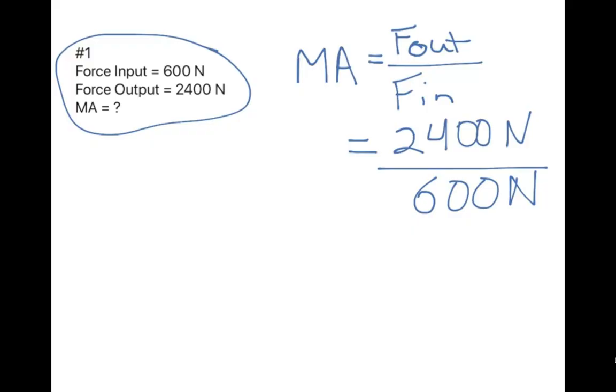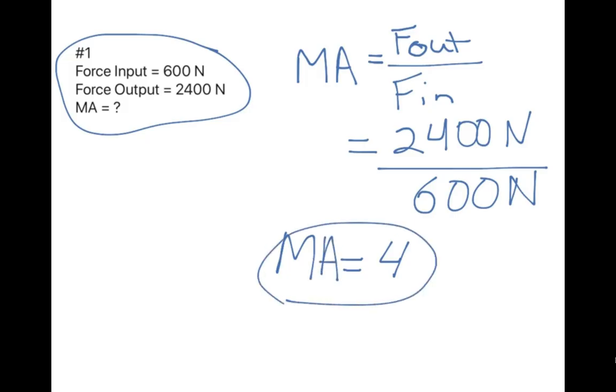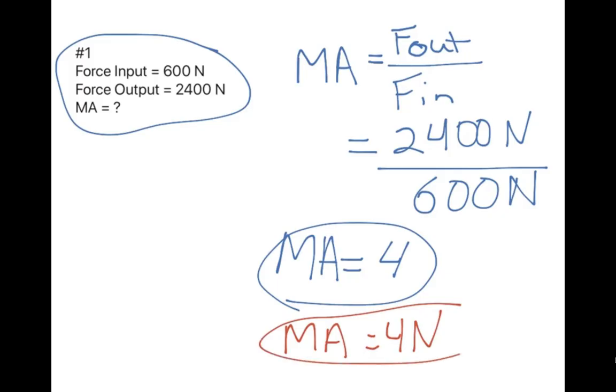And now, even if I make a mistake in this division, I'm going to get pretty darn close to full marks. And 6 goes into 24 4 times. I get 4. So the mechanical advantage of this lever is 4. It is not 4 newtons. If you said MA equals 4N, you, my friend, are wrong.